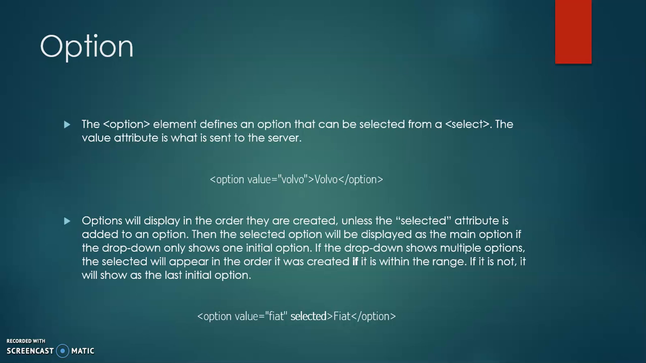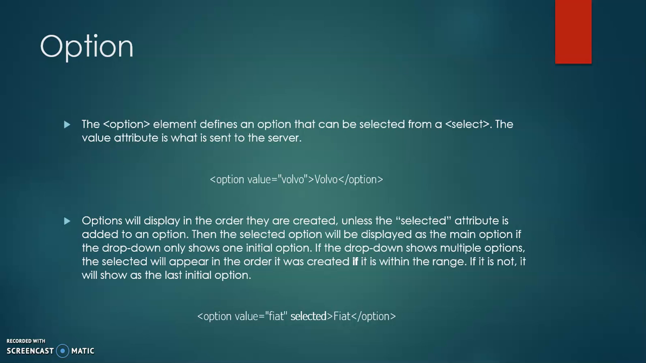Option. The option element defines an option that can be selected from a select. The value attribute is what is sent to the server. An example is below: option, value equals Volvo, and then Volvo in between the 2 tags with a closing tag. The information between the 2 tags is what will display in the browser.